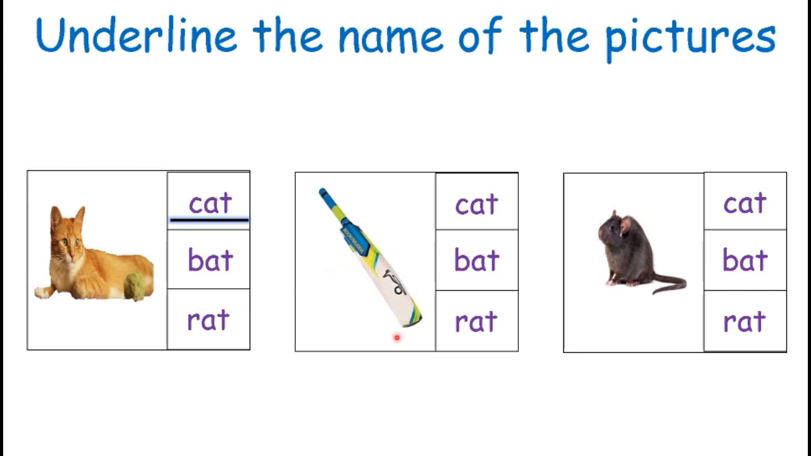This is the picture of a bat. So which one is bat over here? First one, second one, or third one? Yes, second one said at, ba at bat. So we have to underline the second one. Very good. And this is the picture of a rat. So which one is correct? Cat, bat, or rat? Third one. Yes, at, ra at rat. So we have to underline the last one.